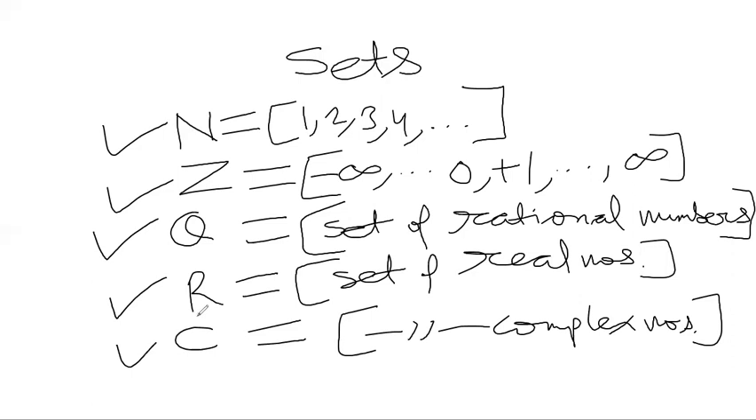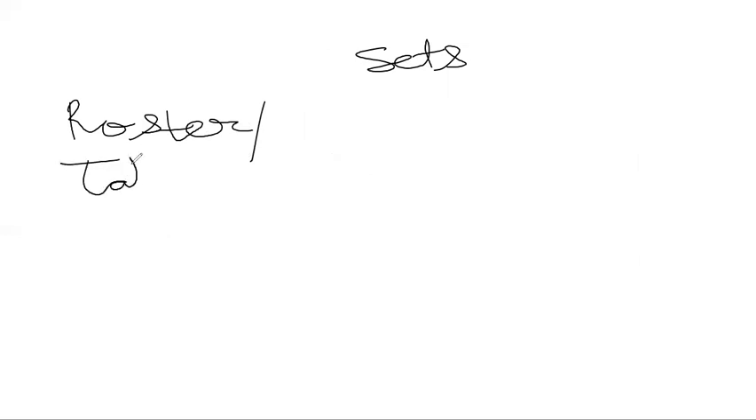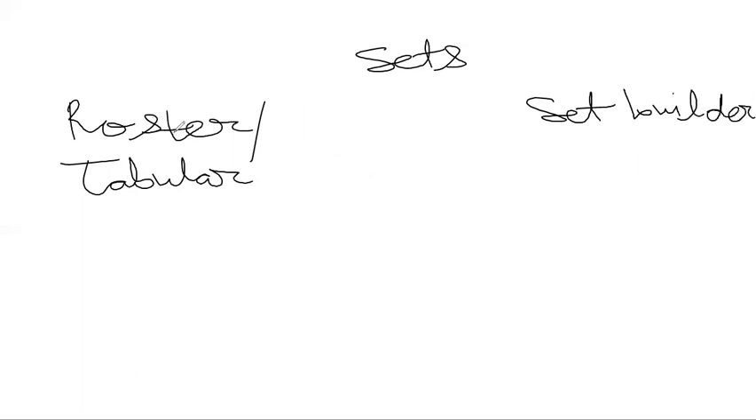Okay, now let's move further. Sets can be categorized in two ways. One is roster form or tabular form, R-O-S-T-E-R, roster or tabular form. And the other thing is set builder. It can be represented as roster form or set builder form.